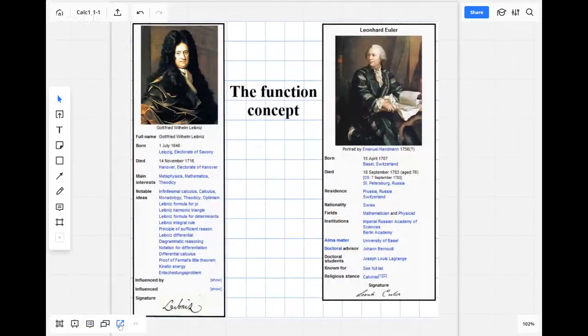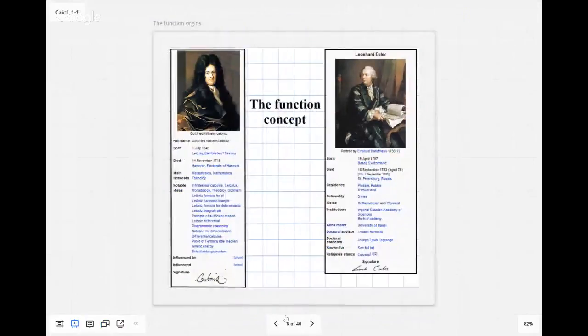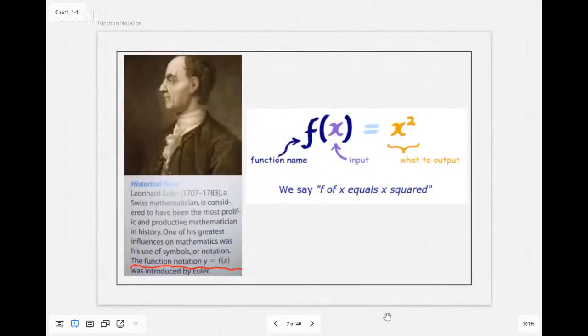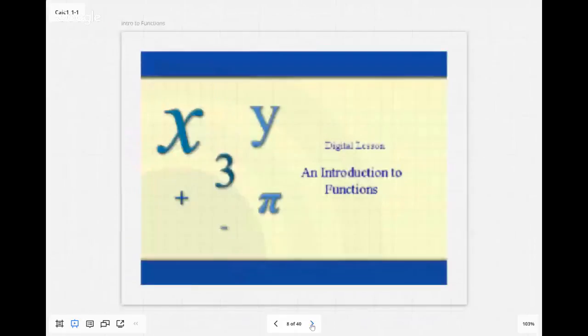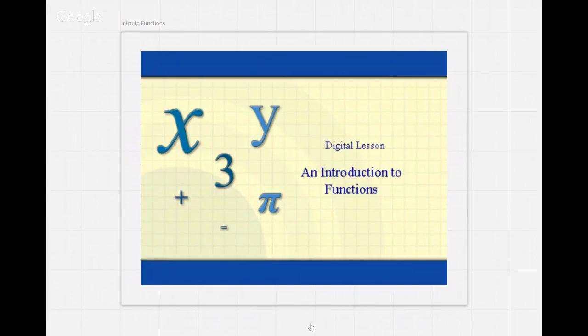Here you have a picture of Euler, who is the guy that came up with function notation, this f of x. He's going to be huge. I don't normally show you slides that are from the book, but here we have a pretty good demonstration of this first lesson: an introduction to functions.